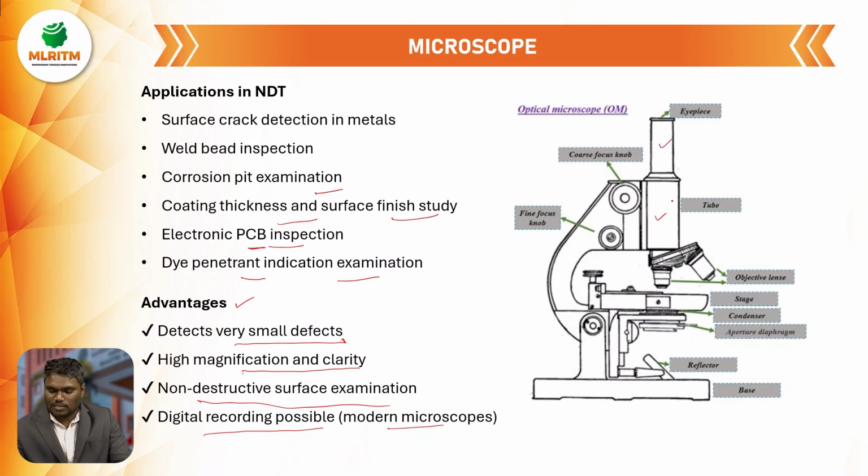These are the different parts of a microscope: the eyepiece, tube, and optical lenses. We have to change the lens to view the exact particular area, and this is a stable stage where the metal can be kept. By using this microscope, a variety of defects can be found very easily, also at the microscopic microstructure level.